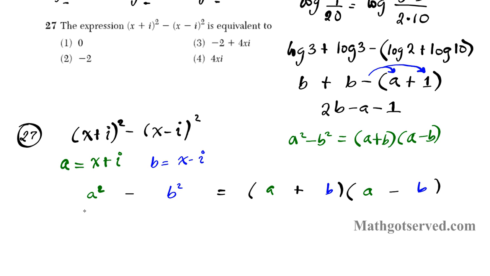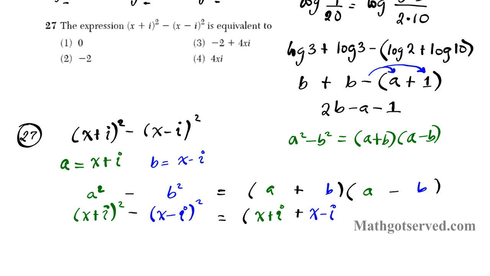So in this problem, a is x plus i, squared, minus b squared, which is x minus i squared, because we know that b is x minus i. So if I apply the difference of squares formula, a plus b times a minus b, I'm going to have the quantity x plus i plus, what is b? b is x minus i, right? I don't need the parentheses here because I have a plus, plus x minus i.